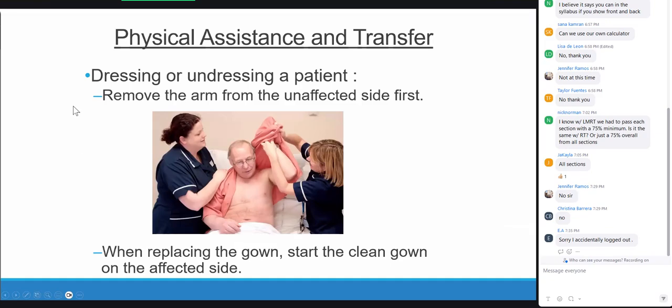When dressing and undressing a patient, remove the arm from the unaffected side first. It is much, much easier for them to manipulate and move the unaffected arm around. Once it's loosened, the garment then is easier to just pull off the affected side. When putting a gown on or redressing the patient, start with the affected side, the one that's difficult to move. That way, all the movement's done with the material, and then have the ambulatory get in.